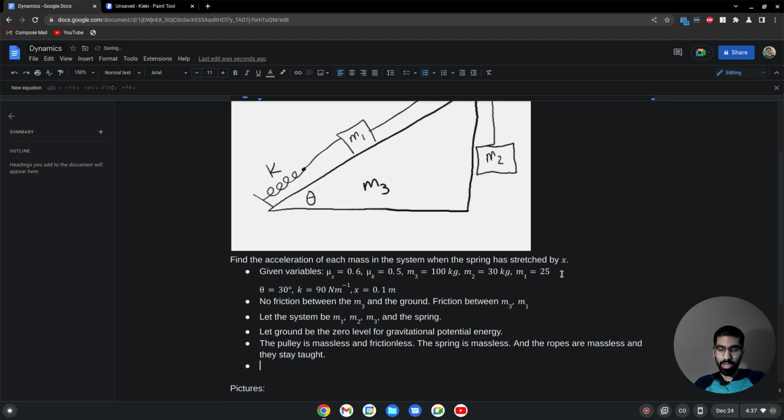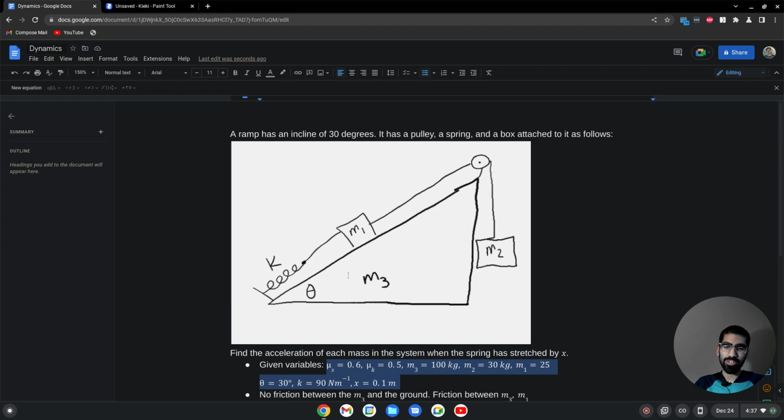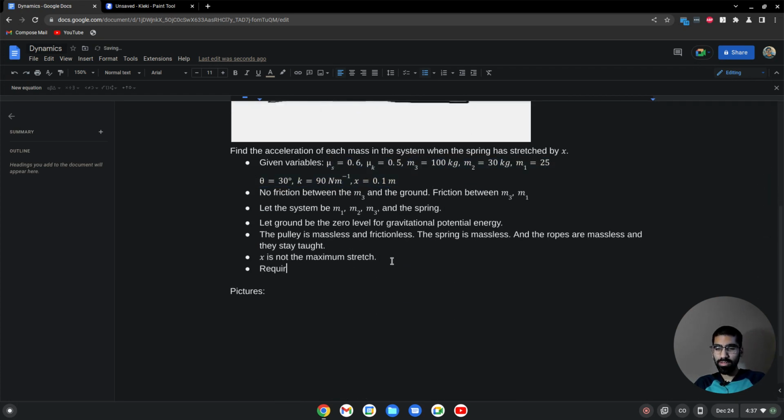We have to assume that the amount that the spring is stretched by, x, which is given up here, is not the maximum stretch, otherwise we would have the system not moving, nothing's moving, so we wouldn't be able to calculate an acceleration. We were already given our variables because there's a bunch of variables, and we're required to find the acceleration of each of the objects, a1, a2, a3.